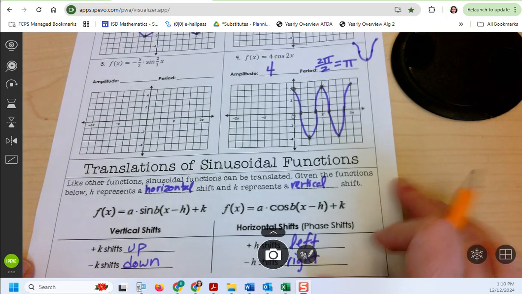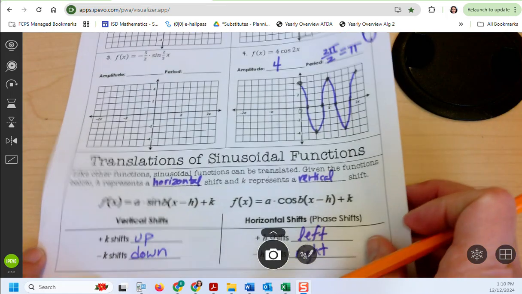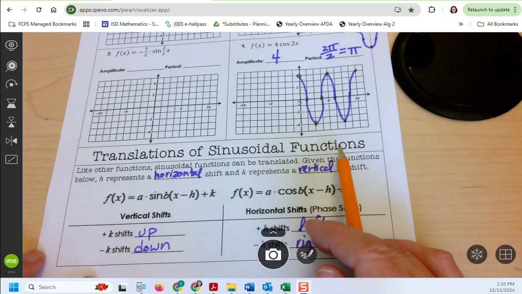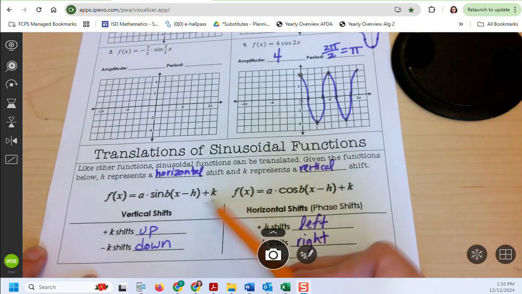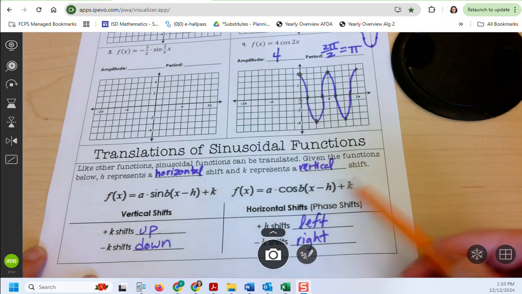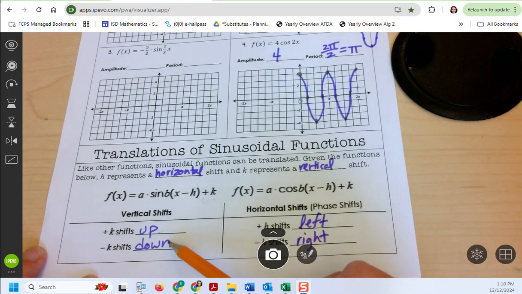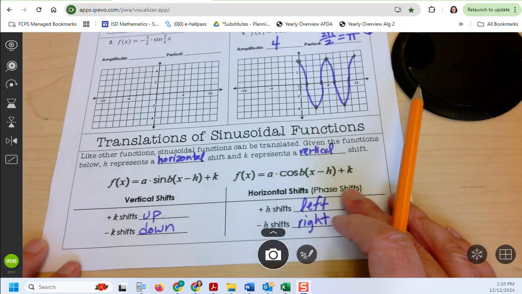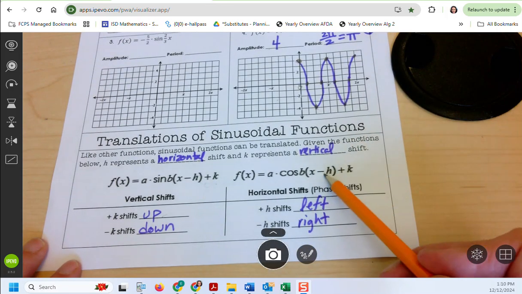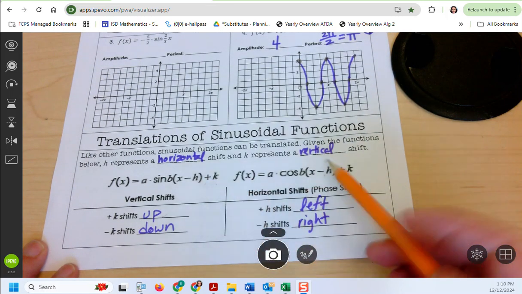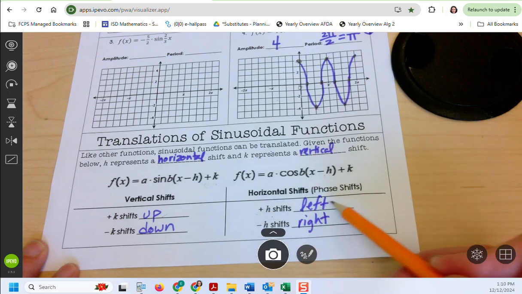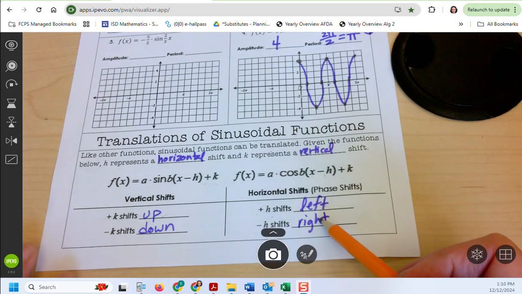Okay, translations. So you can also translate horizontally and vertically, and if you add a number to the end, that will shift the whole graph up. If you subtract a number to the end here, then it's going to move down. The x's, of course, happen inversely, just like with other functions. So if you have x plus a number, you're going to actually shift left. That's kind of against your instinct. And if you have x minus a number, it's going to shift you to the right.